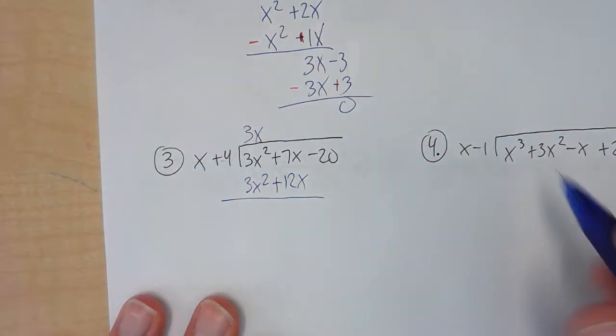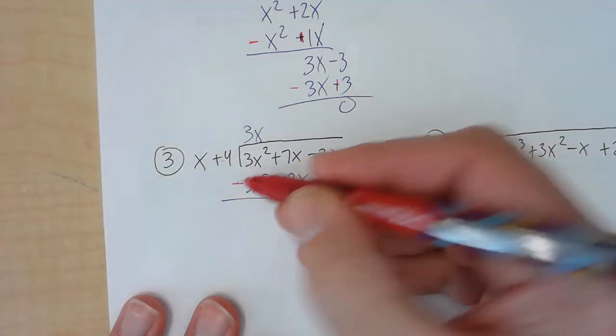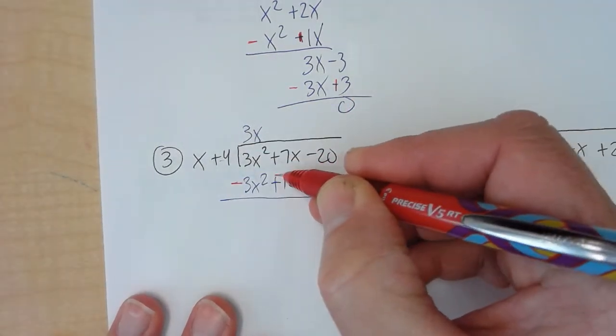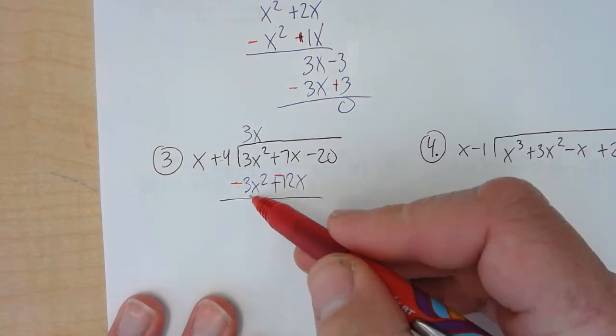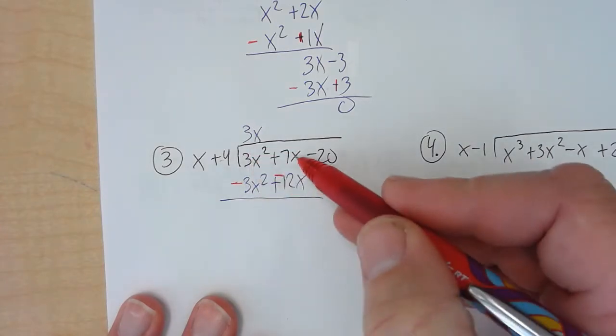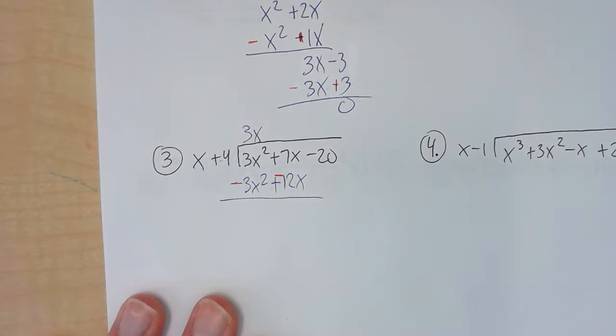Then I subtract with the red pen. So this goes away, which is what I want. And then 7 minus 12. 7 minus 12 is negative 5.